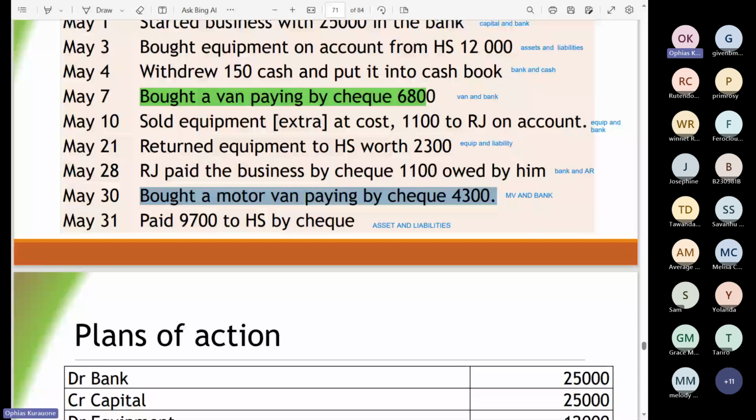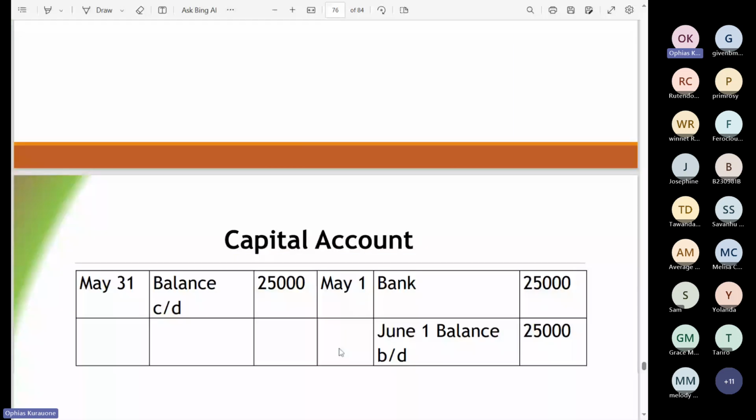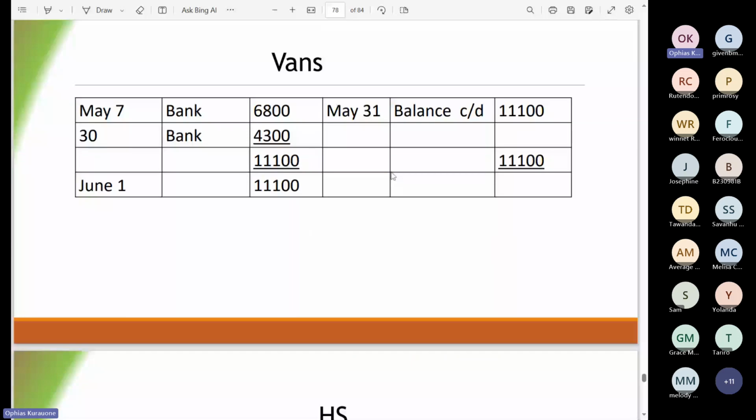So here you posted this 6,800 plus 4,300. That's why we have this, because we did not dispose of anything. But if there was a disposal, we would include it, showing that we have disposed of such a van. So dates are so important: 7 May 6,800, 30 May 4,300. Then total 11,100. Then balance carried down 11,100.